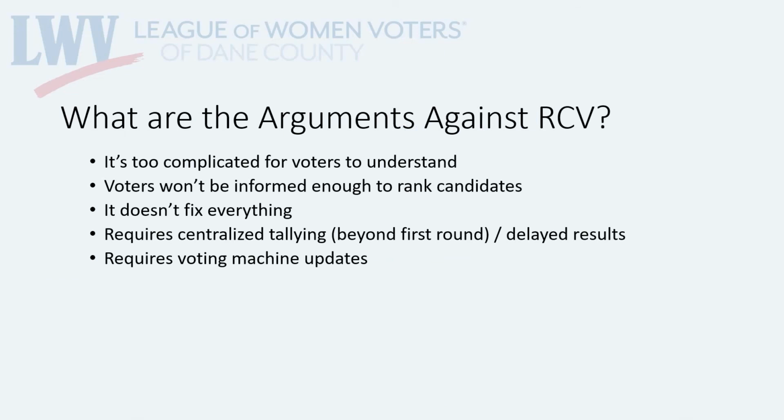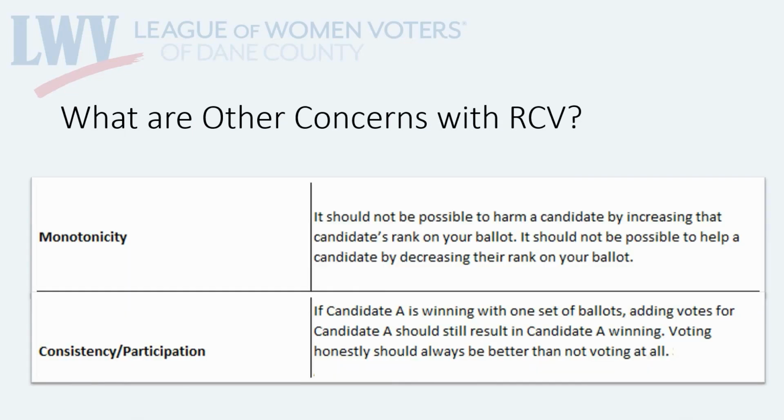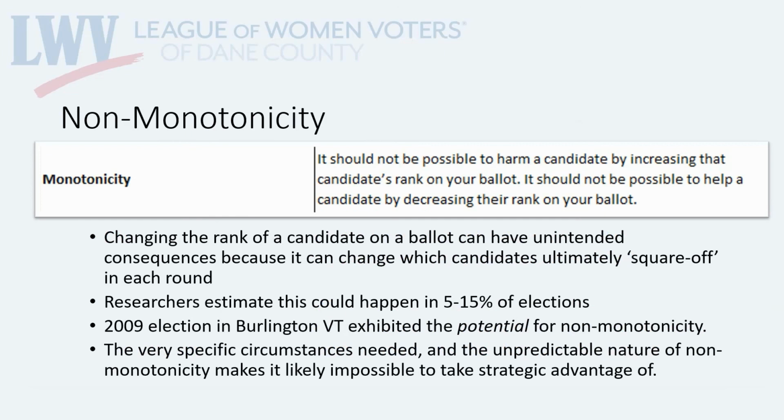In addition to these commonly cited issues, there are a couple less commonly understood issues. These focus on the mathematical criteria that ranked choice voting violates. Ranked choice voting can violate monotonicity and consistency participation. Monotonicity means that it should not be possible to harm a candidate by increasing that candidate's rank on one's ballot. The opposite should also be true. It should not be possible to help a candidate by decreasing their rank on one's ballot. In ranked choice voting, this principle doesn't always hold true.